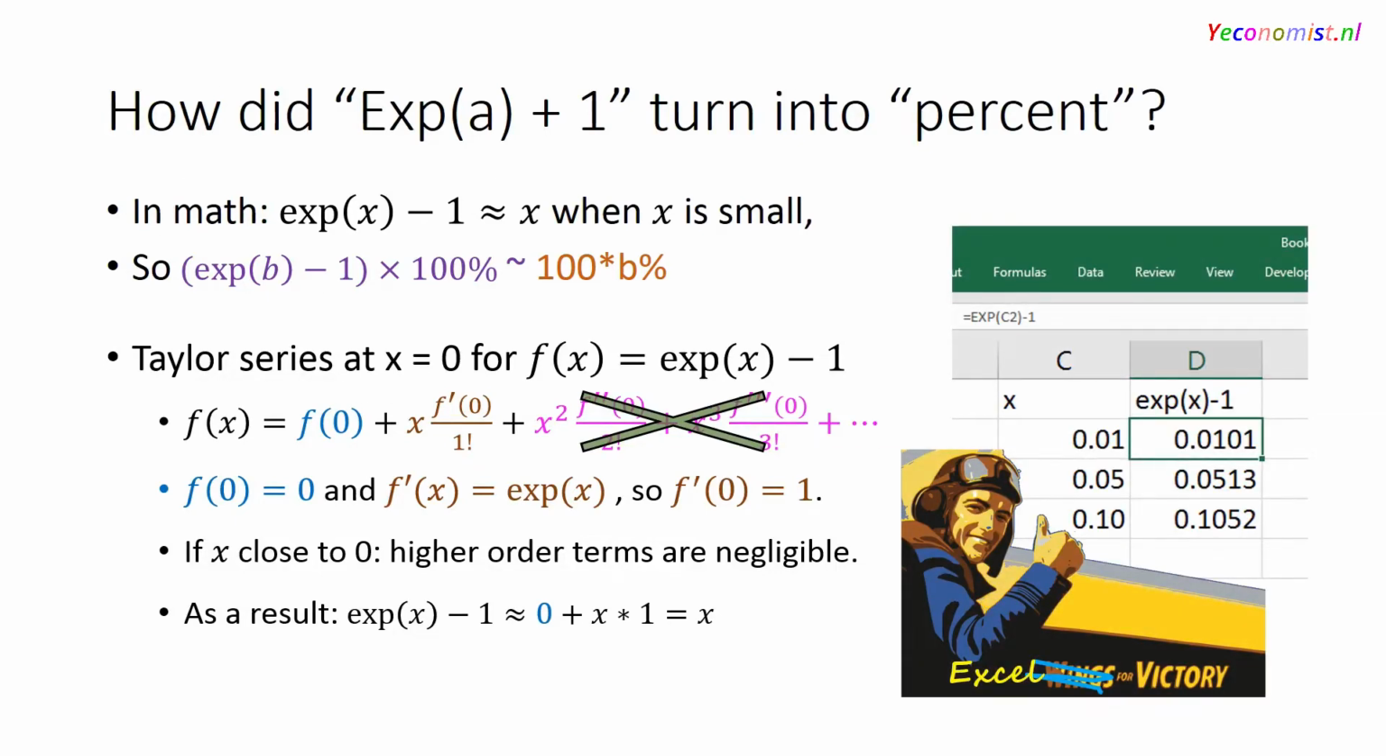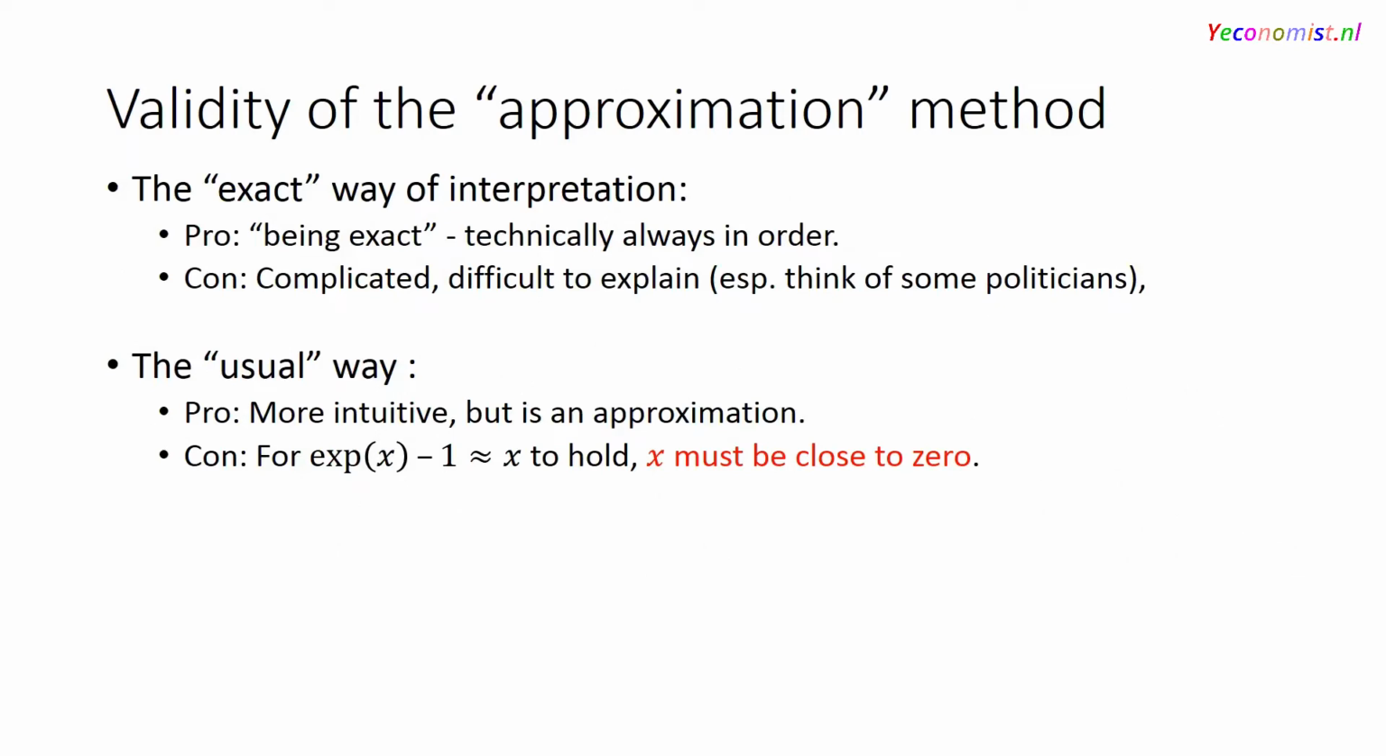So we now know that the usual way of interpreting the log model is actually an approximation, but it has the very good advantage of being very intuitive. You can always technically use the exact way of interpretation, but it is more complicated. Not necessarily computationally complicated, but sometimes you will encounter trouble in explaining to some audience. For instance, you can think of some politicians who are trained in history but have no knowledge in mathematics.